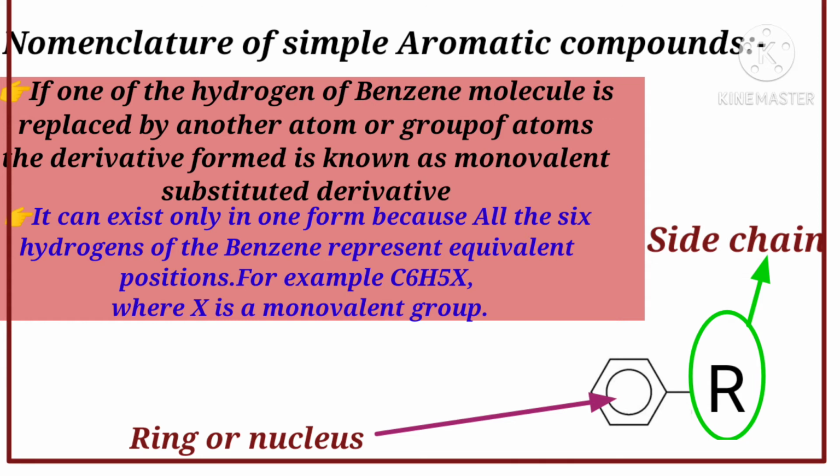When one hydrogen is replaced with an alkyl group, the derivative formed is called a monovalent substituted derivative. It can exist in only one form because all the 6 hydrogen atoms of benzene represent equivalent positions. For example, C6H5X, where X is a monovalent group. Monovalent group means its valence is 1, so it is called monovalent.